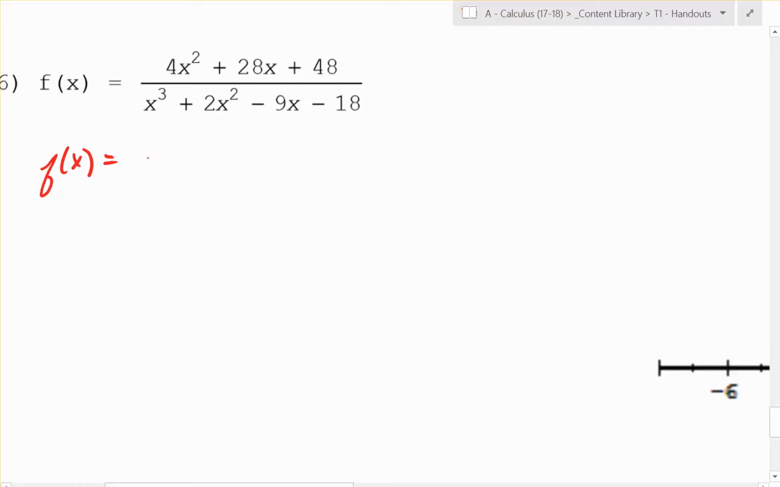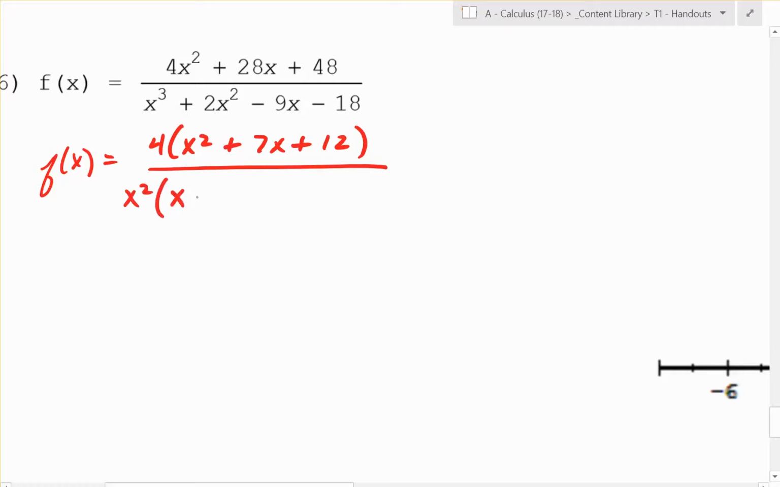Thank you. No, I wanted to know. F of x, what does the top factor into? What do you factor out first? 4. Always take the easy. X squared plus 7x plus 12. And the bottom is, oh, what do we have to use here? You have to group that.